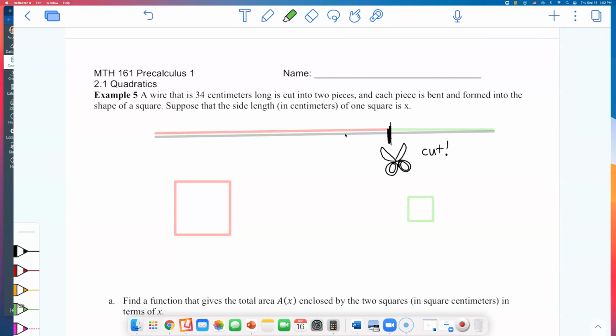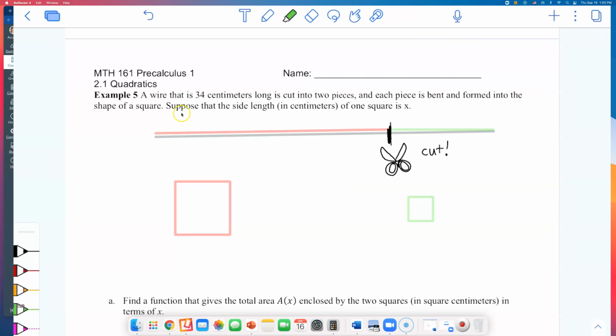But you see what's going on here, right? We are cutting a wire and we are making a square using both pieces. In my picture, unless I have a ruler, one of my pieces will be slightly longer than the other. So this is my imagination. This is how I'm seeing this so far.